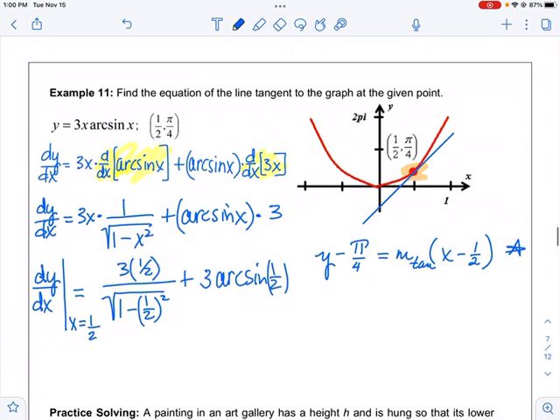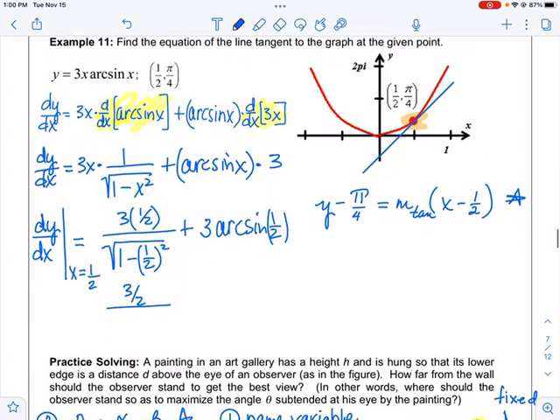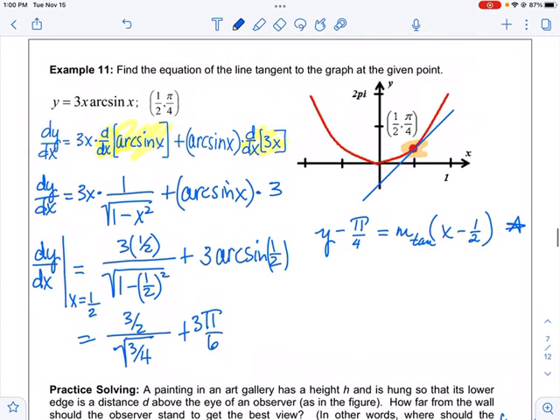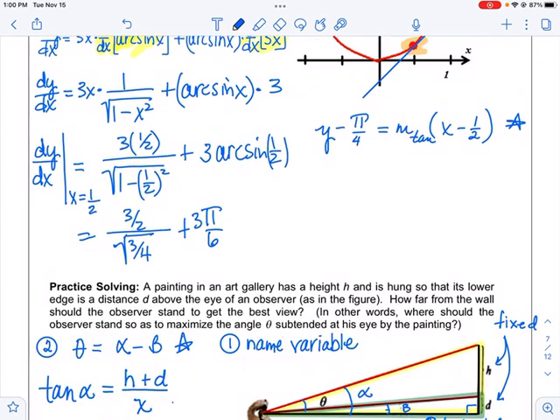And so we get our value. What do we get? 3/2 over, and under here we get the square root of 3/4, because we square 1/2, and 1 minus 1/4 is 3/4. So that's 3/2 over the square root of 3 over 4, and then this is going to be 3 times pi over 6, because the angle whose sine is 1/2 is pi over 6. And then we can easily simplify this last one, because this is going to equal pi over 2.